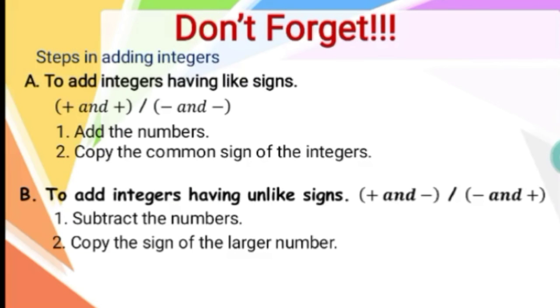Always remember this. Do not forget the steps in adding integers. To add integers having like sign, or the rule number 1, positive and positive or negative and negative: Step 1, add the numbers. Step 2, copy the common sign of the integers. Next, to add integers having unlike sign, or the rule number 2, the positive and negative, or vice versa, which is negative and positive: Step 1, subtract the numbers. Step 2, copy the sign of the larger number.